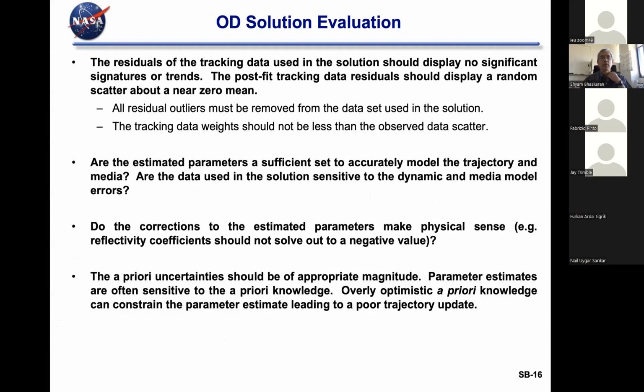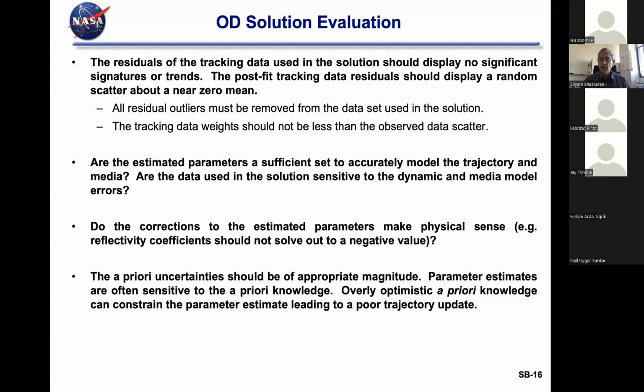So, the process that all our navigators use: we look at the residuals of the tracking data and the solution, and they should display no signatures or trends. The data should have a scatter around the zero mean. Any outliers must be removed. The data weighting we use in the least squares process must match the scatter. Are the estimated parameters a sufficient set to accurately model the trajectory? Is the data solution sensitive to dynamic and media errors? So basically we go through this process of steps to determine whether our solution is correct or not.